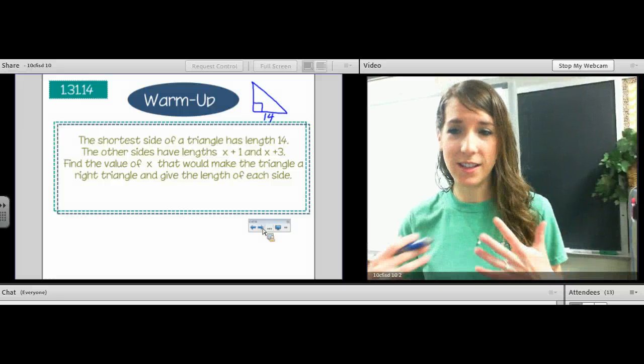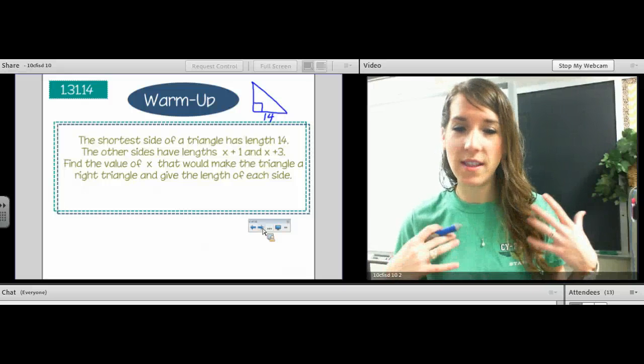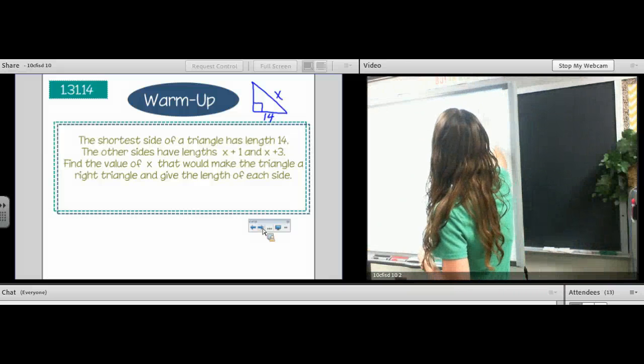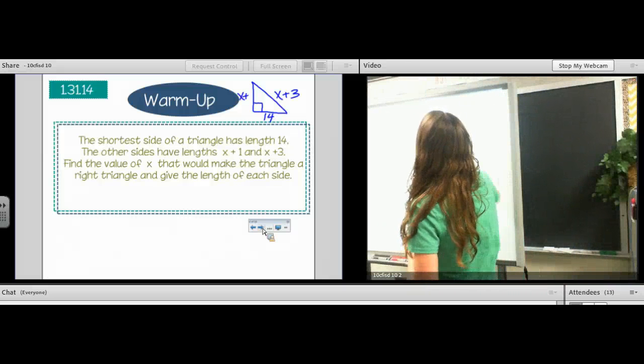If it's a right triangle, it's got a hypotenuse. If it's got a hypotenuse, then that has to be the longest side. Yep, very good. So x plus 3 has got to be the hypotenuse, and x plus 1 is the leg.